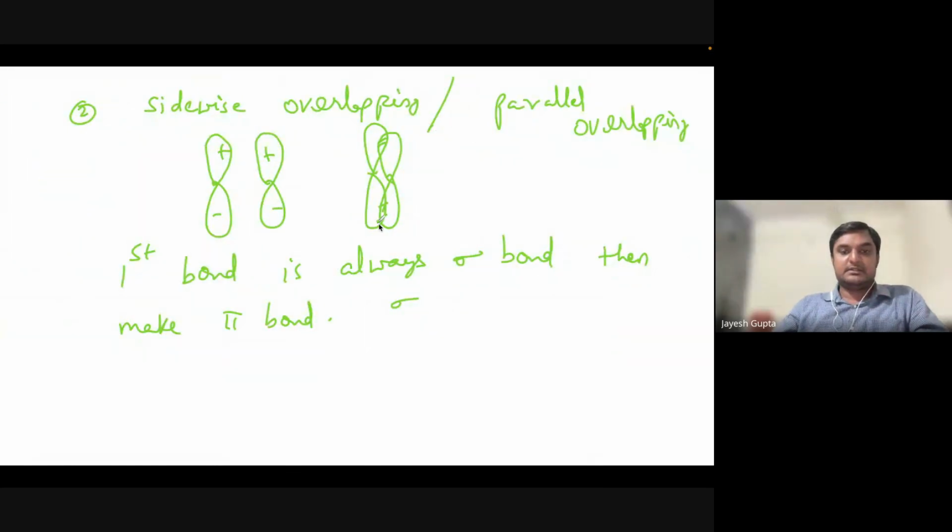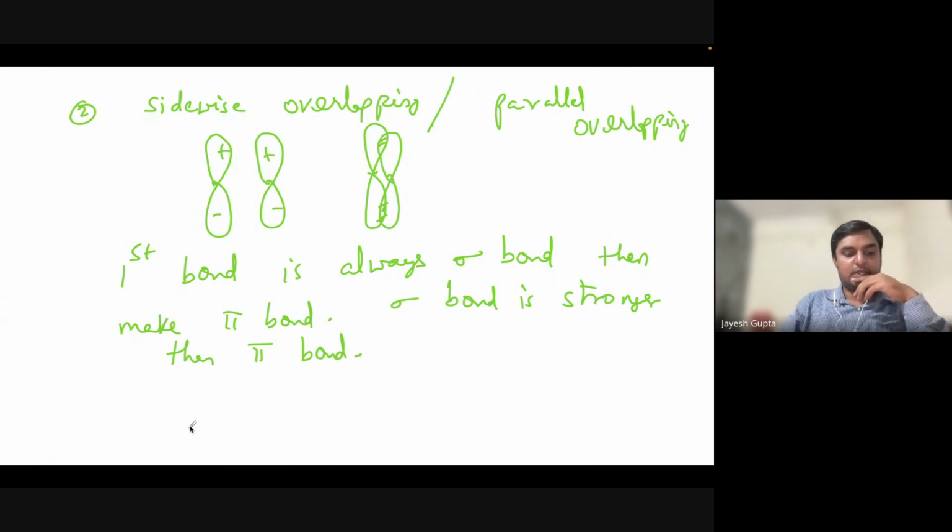So you can write: sigma bond is stronger than pi bond. Okay. So one example we can take.